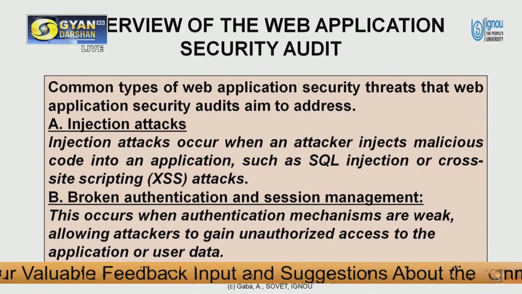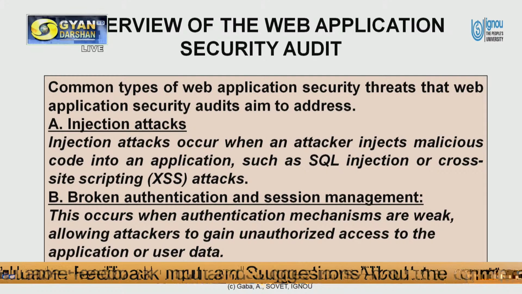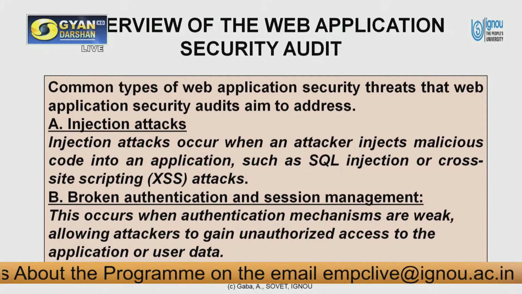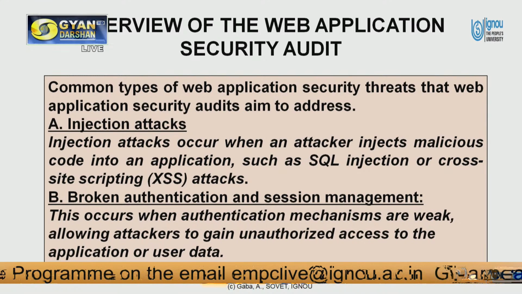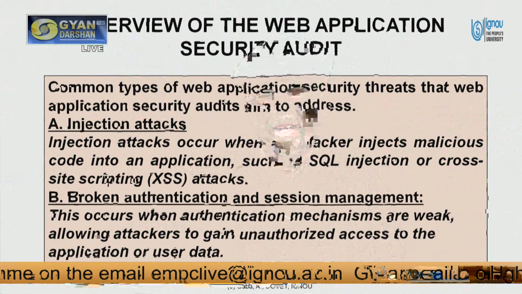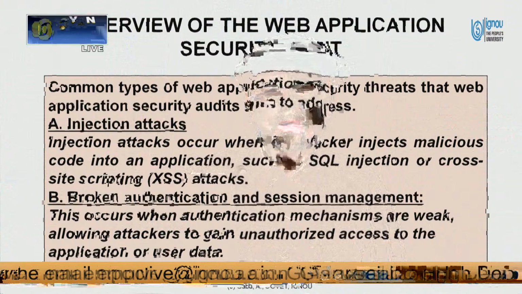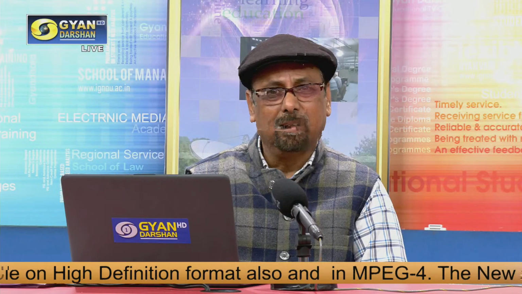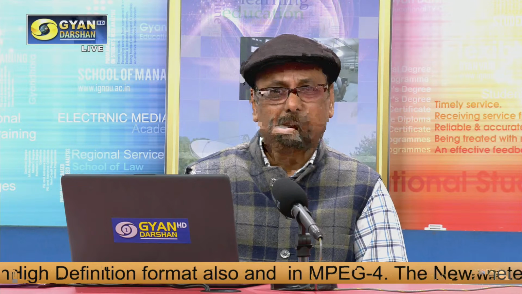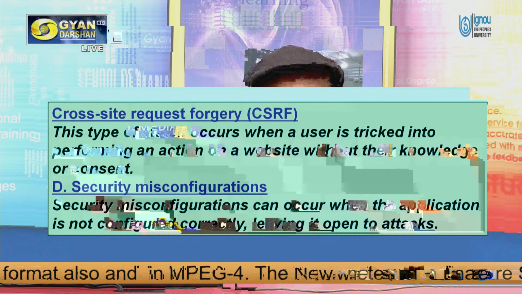This also occurs when authentication mechanisms are weak, allowing an attacker to gain unauthorized access to the application or user data. Most of the research on these attacks, and our existing literature, reports that they are carried out on financial institutions like banks and so on. In addition, among the common types of application security threats, we also have cross-site request forgery. What is this?